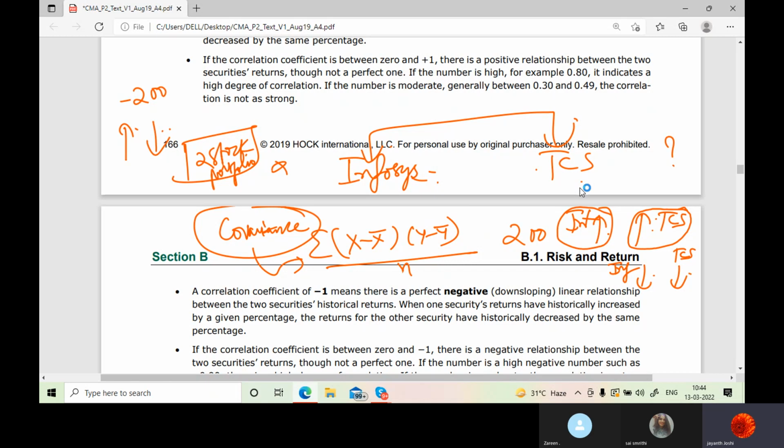That means if Infosys stocks are going up by 20%, TCS stocks are going up by how much percent? More than 20% or less than 20%? That is what I want to know. That covariance cannot tell me. Covariance can only show me the direction. This 200 can be 2 lakh also. Then the covariance can take any number. But that doesn't tell you the strength of the relationship between these two stocks.